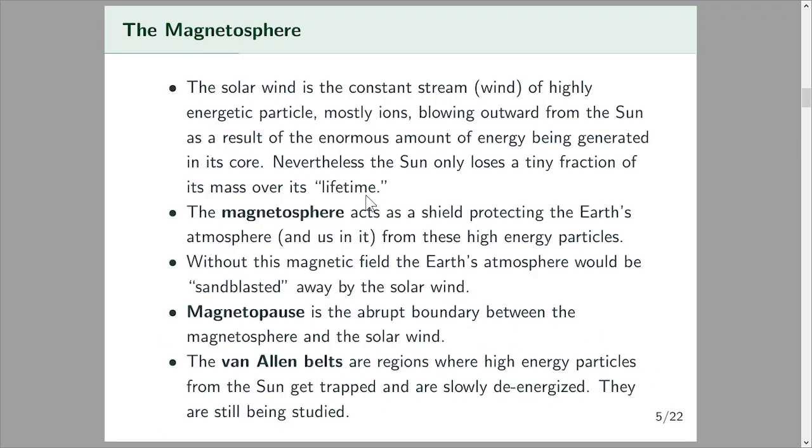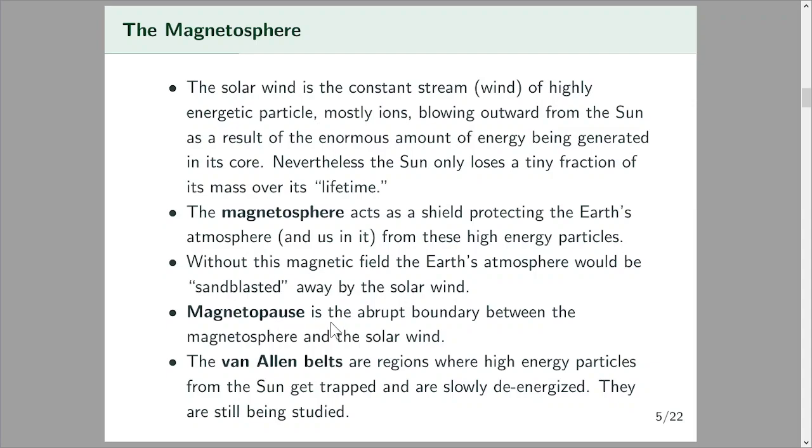Let me just go to the next page. So the solar wind is a constant stream of highly energetic particles. The sun is constantly spewing these off. Nevertheless, the sun only loses a tiny fraction of its mass. You might think it's going to lose all its mass, but no. The magnetosphere protects us from it. If we didn't have the magnetosphere, our atmosphere would kind of be sandblasted away over a very long period of time by these particles from the sun. And so it protects us.